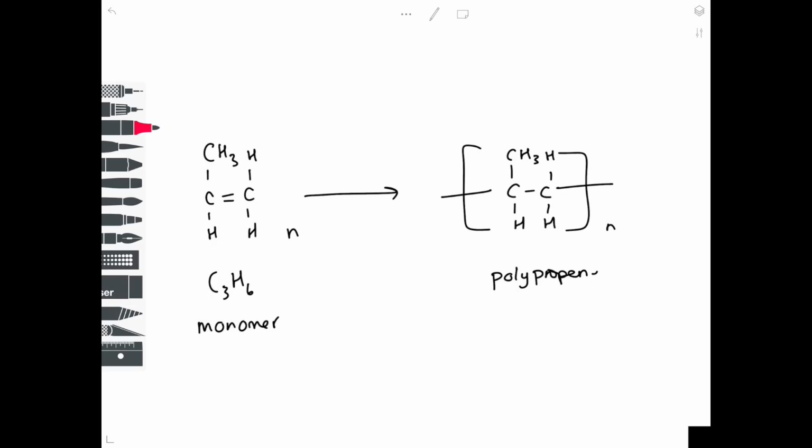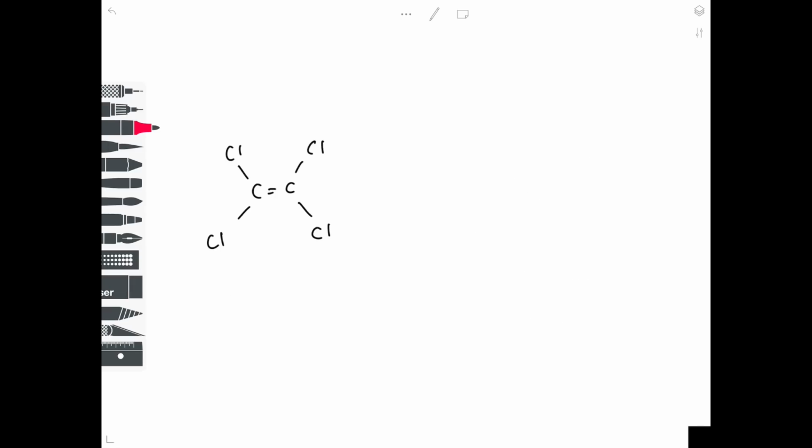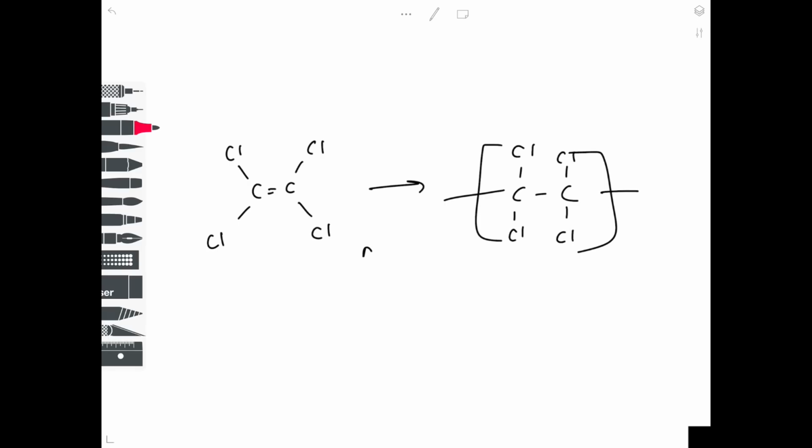This is a harder plastic than polyethylene, so it's used to make buckets, windows, etc. Let's take a third example now. Again, square brackets, break that double bond, extend the bonds, and then just complete. And this is polytetrafluoroethene.